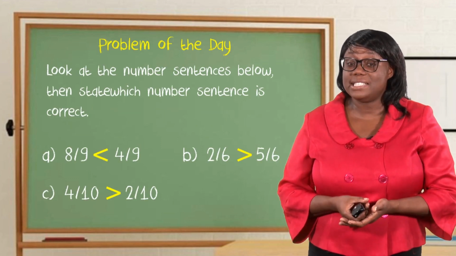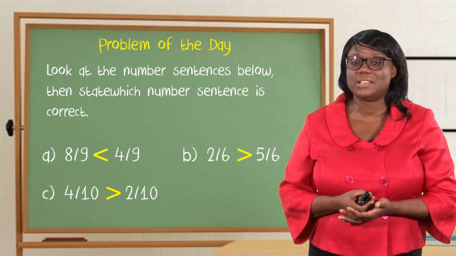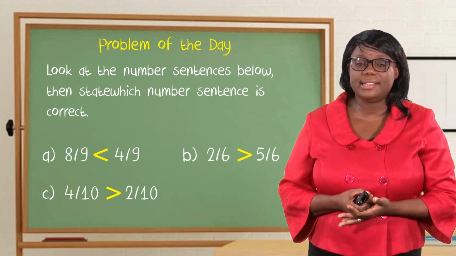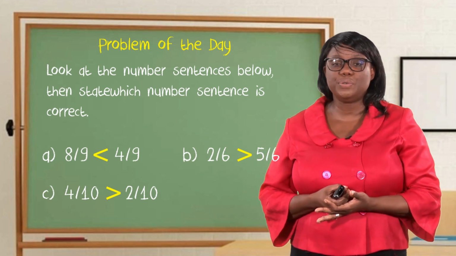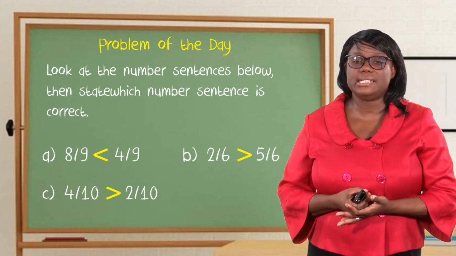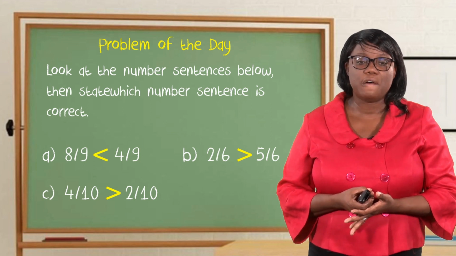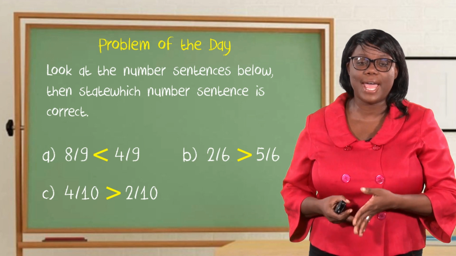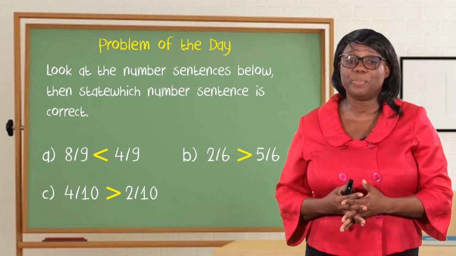Look at the number sentences below, then state which number sentence is correct. A, 8/9 is less than 4/9. B, 2/6 is greater than 5/6. C, 4/10 is greater than 2/10. Take a minute to solve that problem.